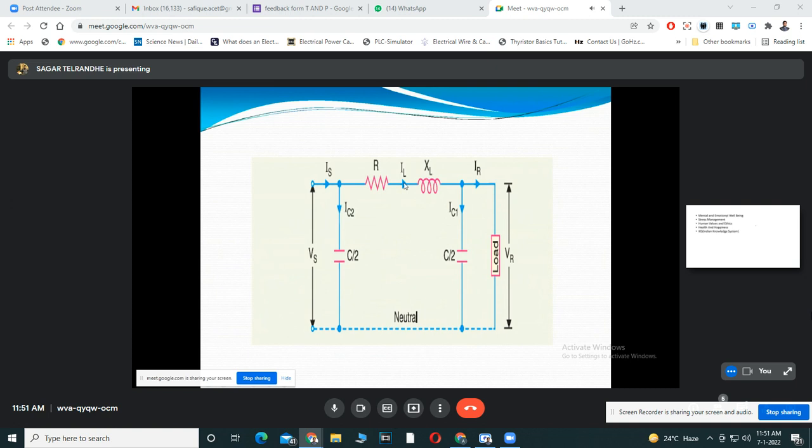Then the current IL, which is the line current, gets divided at another node such that one of the currents feeds the capacitor and the left out current is fed at the receiving end to the load. Here, the dotted line represents a neutral conductor.